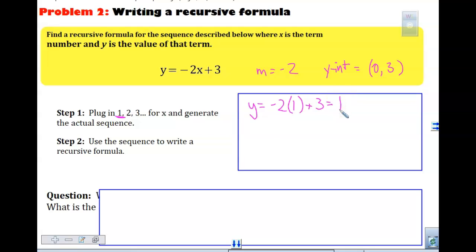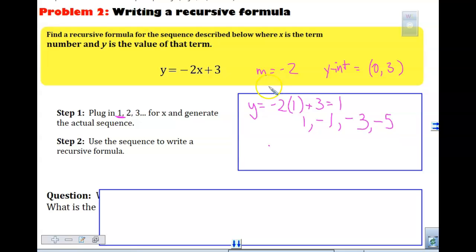My first number in the sequence is 1. What's the next? I'm not going to write it down here because I need to write my recursive. So my first one was 1. Now I'm going to subtract 2 from that, right? So the next one should be negative 1. The next one should be negative 3. Then it should be negative 5. Could I check the fourth term? Sure. How do I check it?